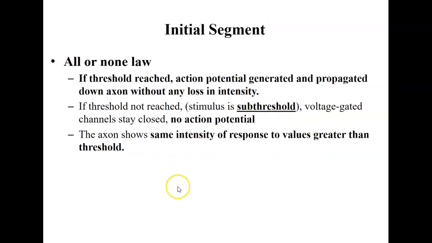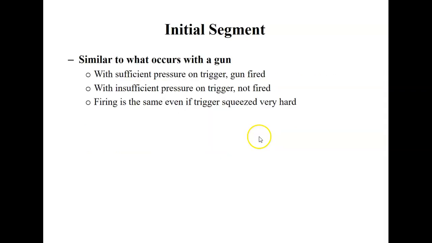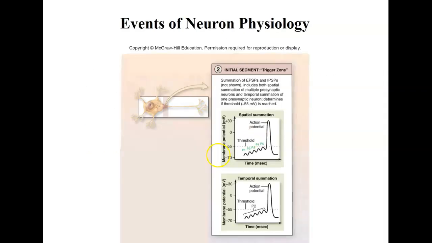We have what we call an all or none law. That says that if threshold is reached and the action potential is generated and propagated down the axon, it will do this without any loss of intensity. So it goes all the way down the axon, like if you started one domino, the rest of them fall down all the way to the end with the same intensity of response as we had at the beginning. So you want to compare the two of those, and you want to know that we do have summation taking place here at that initial segment.